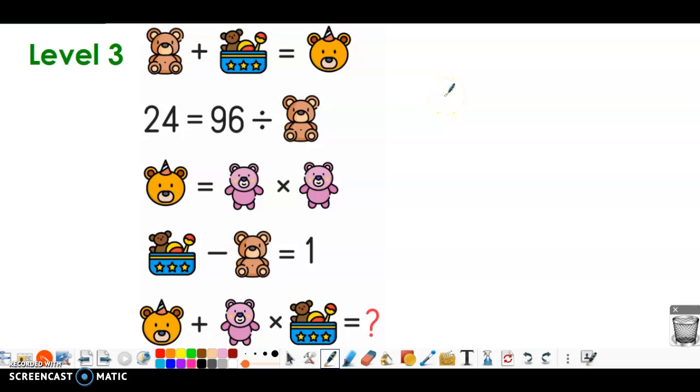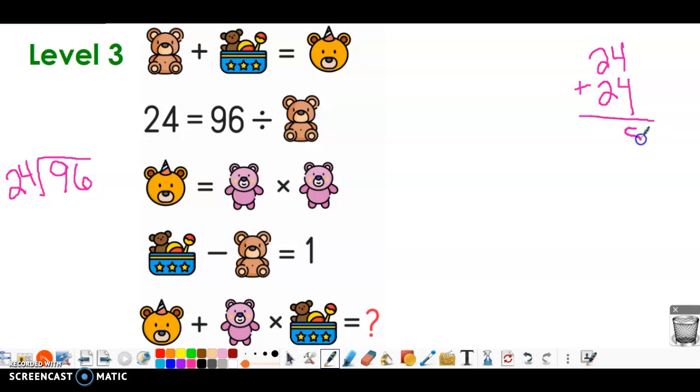So I can do one of two things. I can take 96 and divide by 24, which looks kind of scary because it's division, okay? Or we can just come over here and say, okay, how many 24s will make 96? And you can do 24 plus 24. Adding is a super easy way to get that. And we've got 8 and 4 plus another 24.